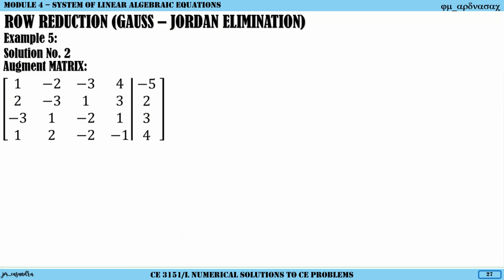Okay, so for solution number 2, another way to solve this is, what we do first is, again, we put first our augmented matrix form.